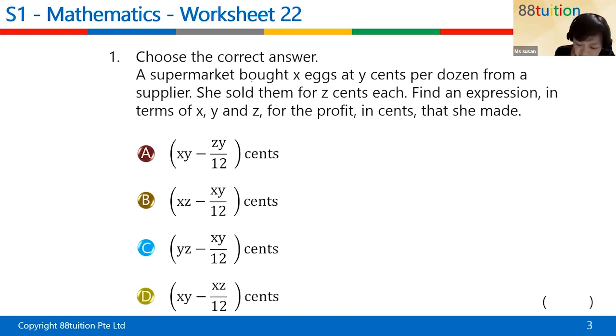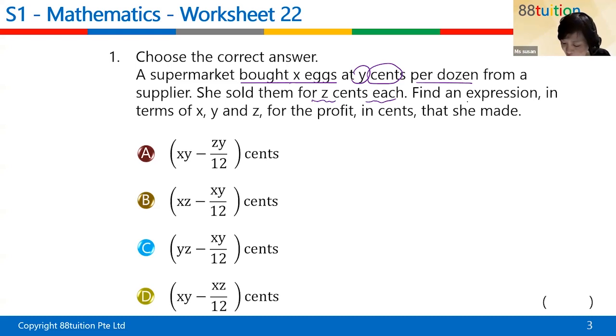All right. What did the supermarket do? He bought it. And how much is the egg? Y cents per dozen, right? So he got this from the supplier. And this supermarket, they buy it for the purpose of what? Selling. Each one, they can sell it for Z cents, which would be a profit, right? So how am I going to know whether it's a profit or not? Because the question tells you in the later part.